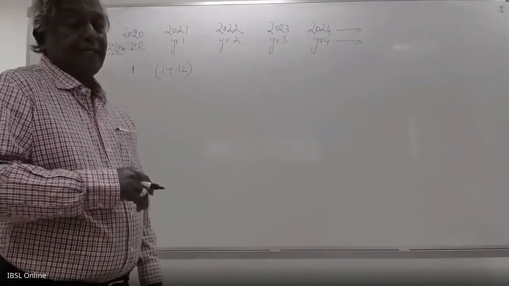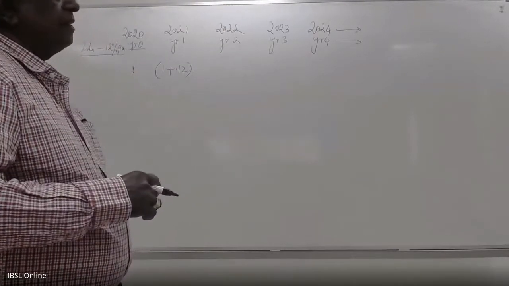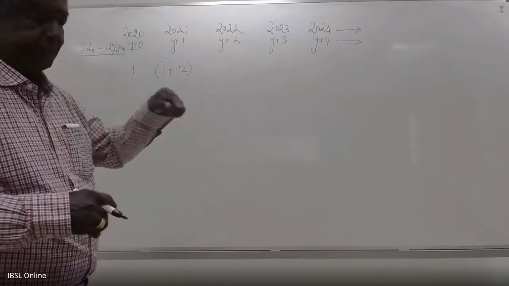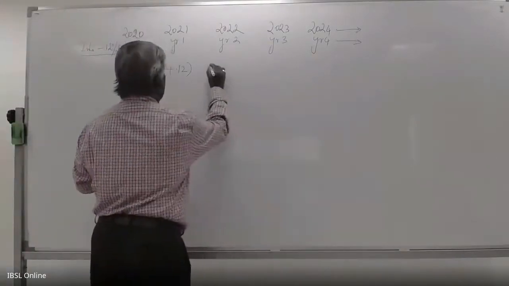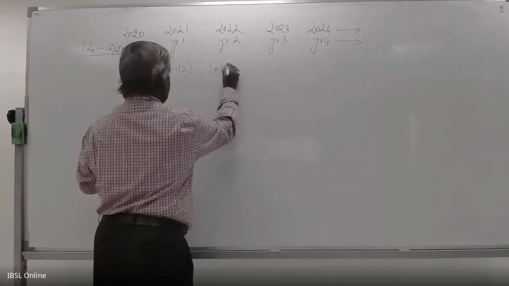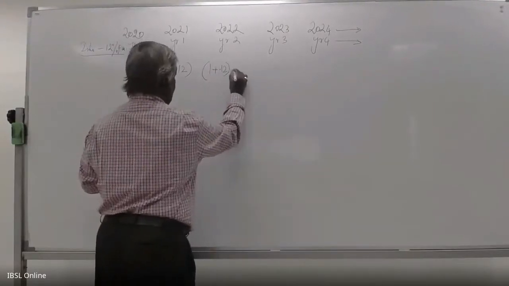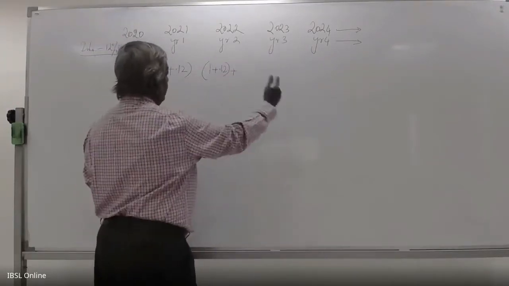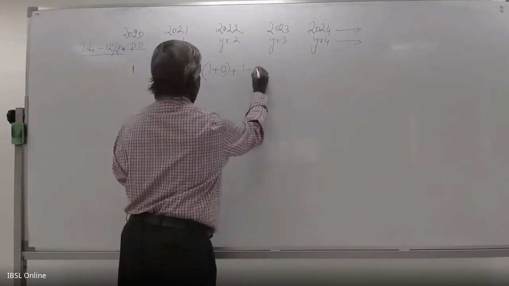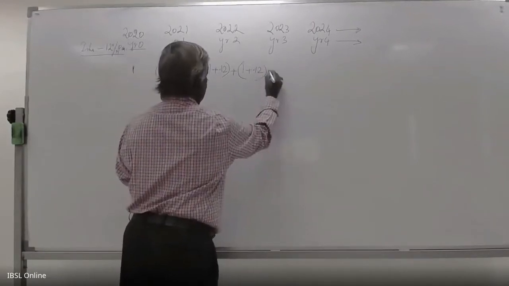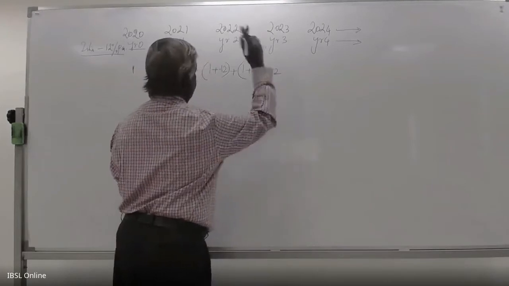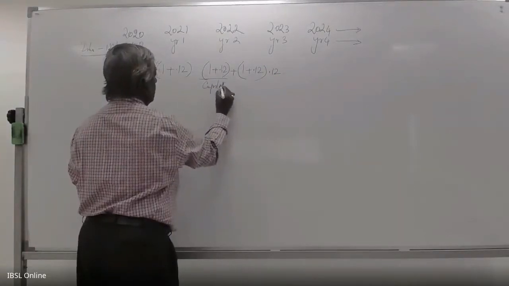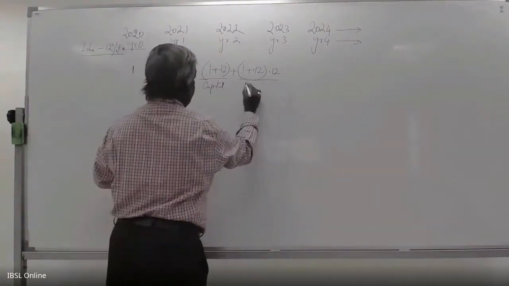In the following year, next year, year 2, what will happen? This is going to be the capital and this capital will earn interest. So 1 plus 0.12, this is the capital, plus interest on this capital. Interest on this capital will be 1 plus 0.12 into 0.12. This is the capital portion. This is the interest portion.